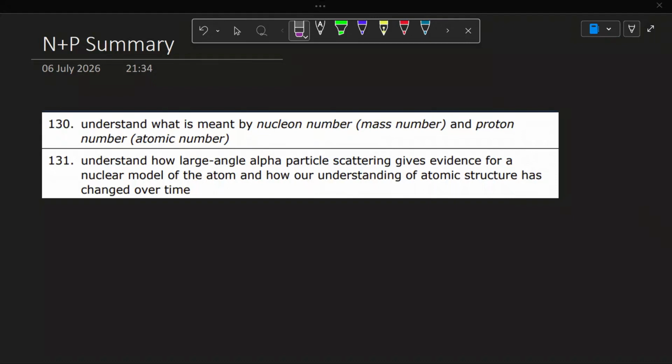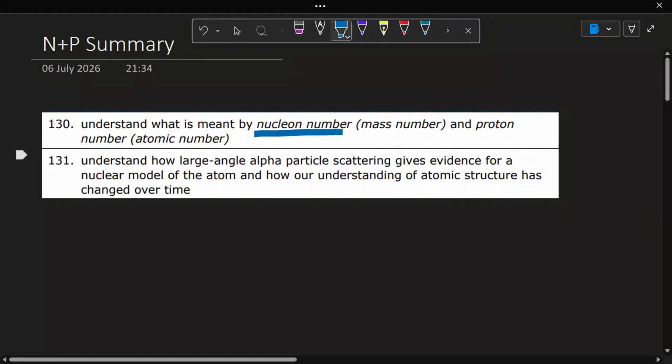This summary video on nuclear and particle physics. Okay, the first thing I'm going to look at is the basics of atomic structure. It's nucleon number and proton number.